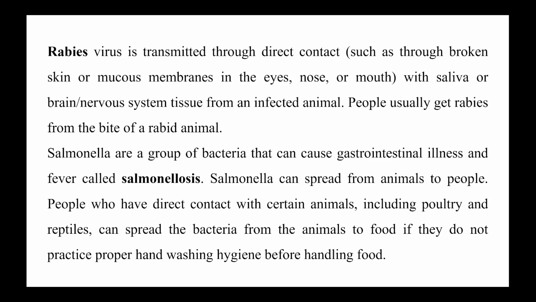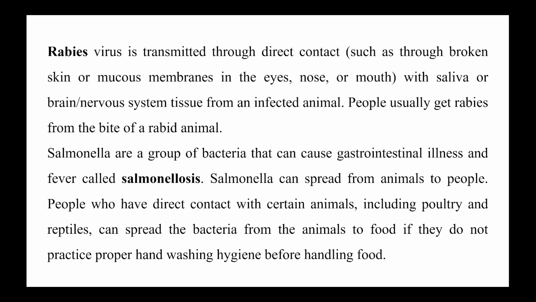Okay. Next is salmonellosis. Salmonellosis is caused by salmonella. It's again a group of bacteria that can cause gastrointestinal illness and fever, which is salmonellosis. And it can spread from animal to people. People who have direct contact with certain animals, including poultry and reptiles, can spread the bacteria from animals to the food if they do not practice proper hand washing hygiene before handling the food. So these bacteria can spread from animals to humans. That's why these are also zoonotic diseases.